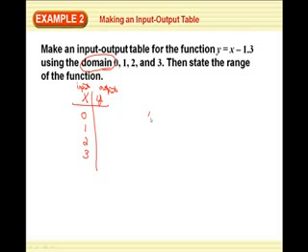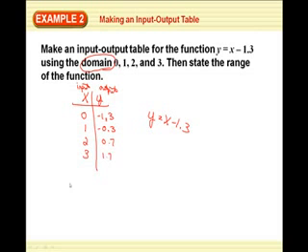So here's our equation, y equals x minus 1.3. If I put a 0 in right there, what's 0 minus 1.3? Negative 1.3. Then I put in the 1. What's 1 minus 1.3? Negative 0.3. What's 2 minus 1.3? 0.7. What's 3 minus 1.3? That would be 1.7. And that's it. Those are your inputs and your outputs.